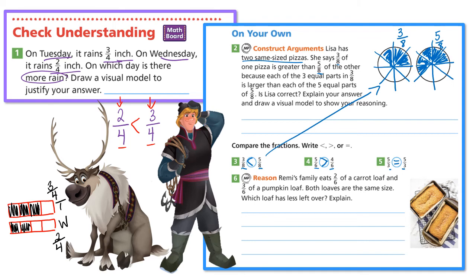So I know that I'm comparing 2/6 and 3/6. And we're talking about how much cake they're eating. So they're eating 2/6 of a carrot loaf and 3/6 of a pumpkin loaf. And they are both the same size. So I'm going to go ahead and draw a model. Let's see if I can divide this into sixths. Okay, and the top one is going to be my carrot. And the bottom one is going to be my pumpkin.